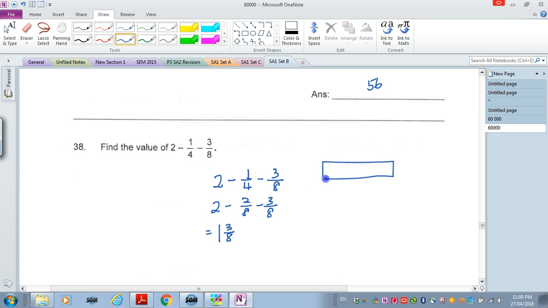Okay, let's draw to show. I have 8 equal parts. 1, 2, 3, 4, 5, 6, 7, 8. I minus 1/4, which is 2/8, and minus 3/8. I would be left with 3/8. So it's 1 whole and 3/8.